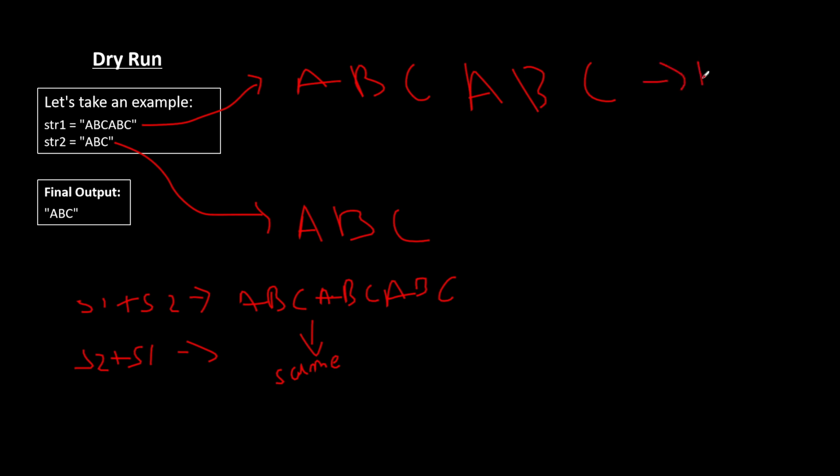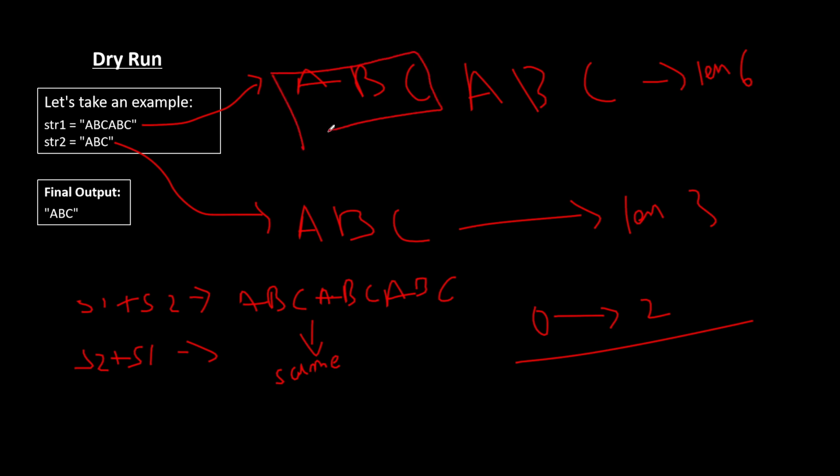We try to find the lengths, which are 6 and 3. Now, what is the common ground? The common ground is 3, right? So what we do is slice from 0 to 3, or 2 I should say, because while slicing, 3 is not included. From string 1, we will get ABC, which will divide string 1 and string 2. So we get our answer to be ABC.